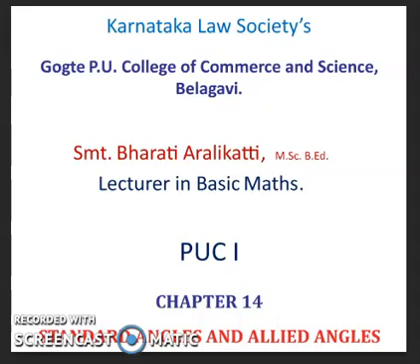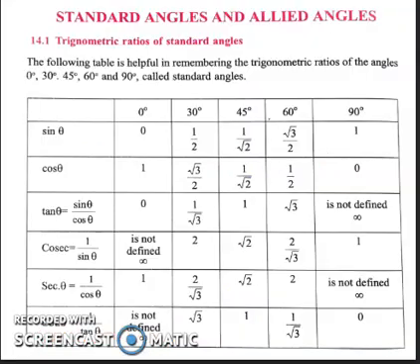Welcomes you to the new chapter, that is Standard Angles and Allied Angles. The first 5 standard angles are 0 degree, 30 degree, 45 degree, 60 degree and 90 degree. These are helpful for us in trigonometric ratios of the angles. So these are called the standard angles.